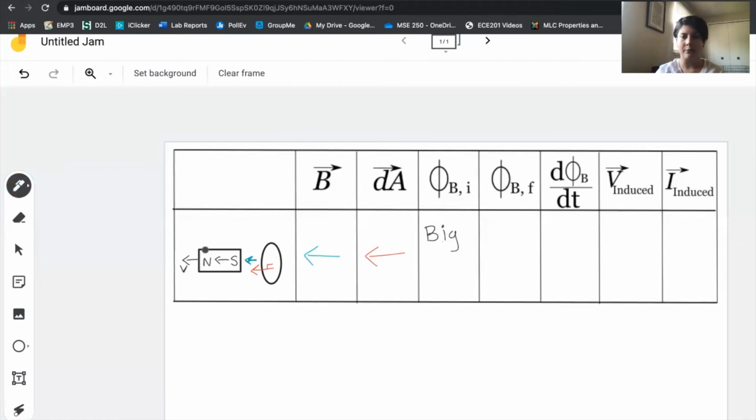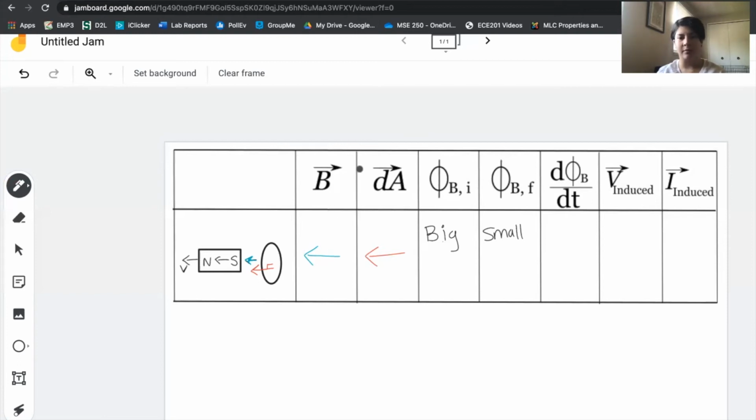And then as it moves farther away, as it moves to the left, as the bar magnet moves farther away from the wire, it's going to be smaller, right? And so when we talk about sign, because we have positive and negative, we're going to be looking at the relationship between B and dA as vectors. If the B and dA are pointing in the same direction and they're parallel, that means that the flux will be positive.